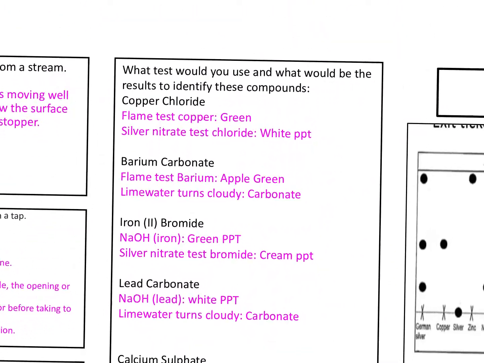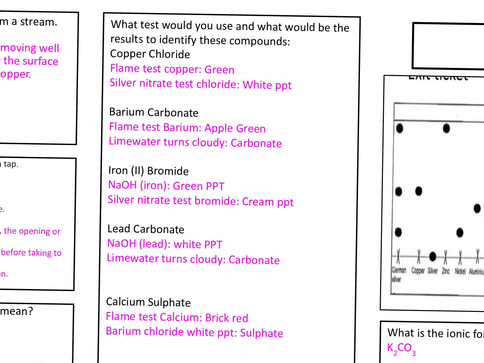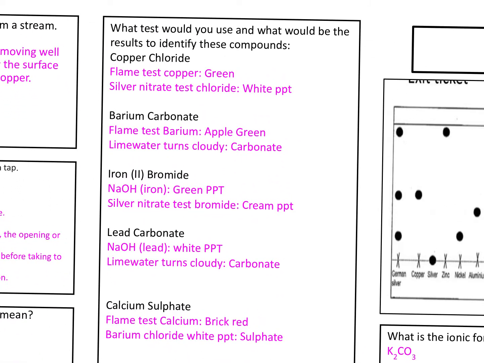Okay. Next kind of thing that's really important in unit 3.3 is being able to identify how you would identify compounds. So you've got copper chloride. You would do a flame test, which would give you copper, which would be green. You would then do a silver nitrate test, which would give you chloride, white precipitate. Okay. Barium then again is a flame test, apple green. Carbonate, lime water turns cloudy. Iron is add sodium hydroxide and it will give you green precipitate.